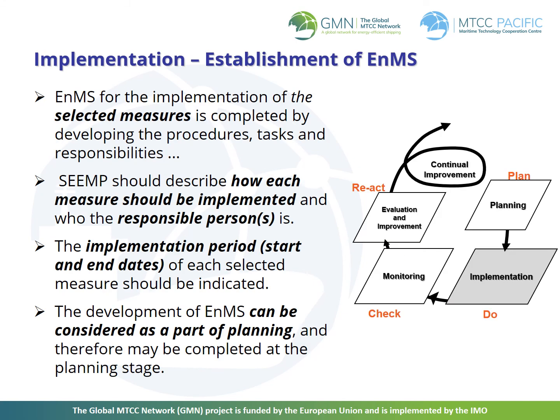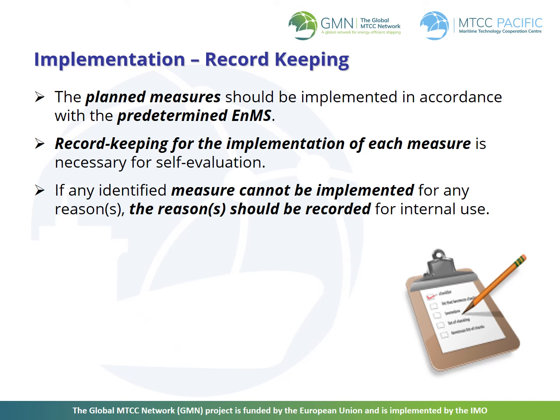A system for implementation of the selected measures should be completed by developing the procedures, tasks, and responsibilities that are required. The SEEMP should describe how each measure should be implemented, who is responsible, and the implementation period of each selected measure. The development of such a system can be considered as part of planning and therefore may be completed at the planning stage. The plan measures should be implemented in accordance with the predetermined EnMS. Record keeping for the implementation of each measure is necessary for self-evaluation. If any identified measure cannot be implemented for any reason, the reasons should be recorded for internal use.